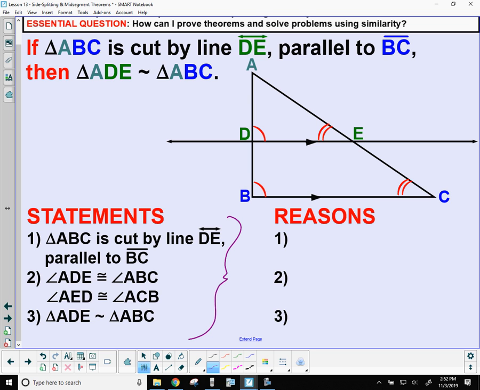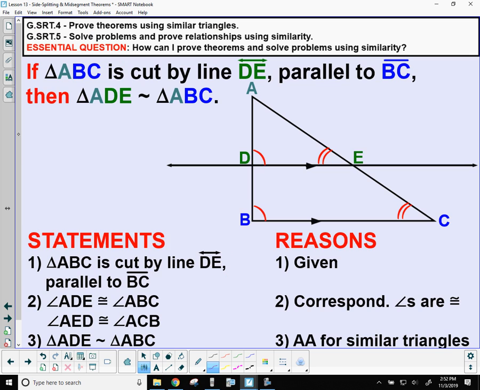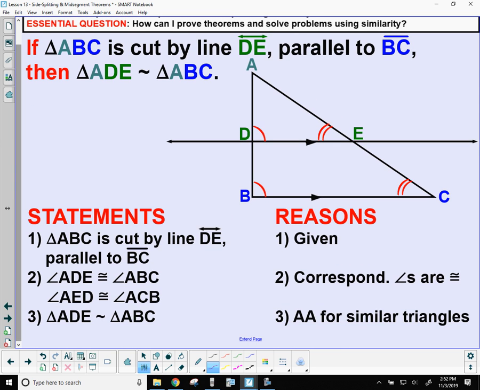Angle ADE is congruent to angle ABC. Notice their location. That's corresponding angles we got going on right there. Okay, so with all that in mind, to finish off your proof, first reason is going to be given. Corresponding angles are congruent for number 2. And 3 is going to be angle.